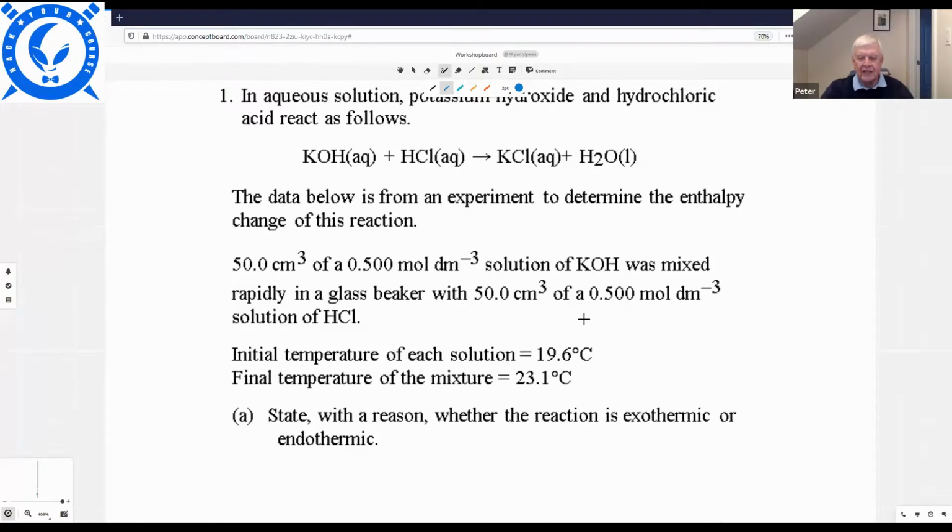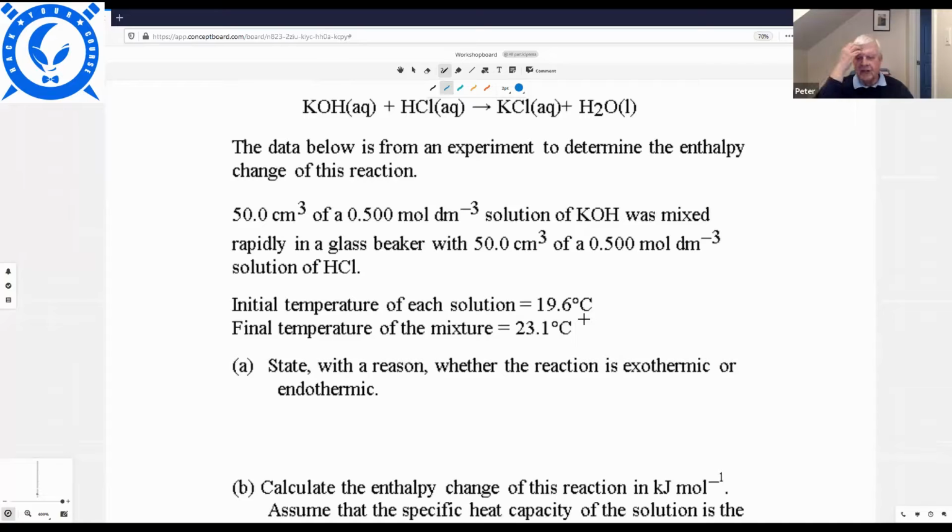So the first question they ask is, is the reaction exothermic or endothermic? Hopefully, all of you are saying it's exothermic because the temperature went up, right? Had it been endothermic, the reaction mixture then would have cooled because it's taking heat from the surroundings. So here, this is an exothermic process.